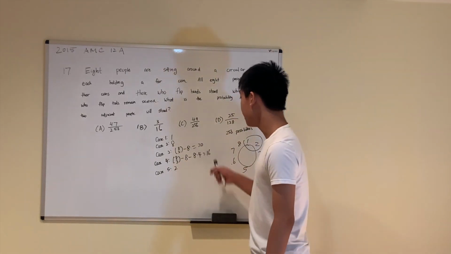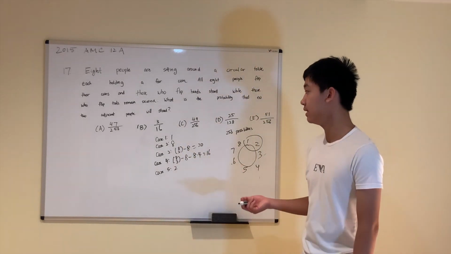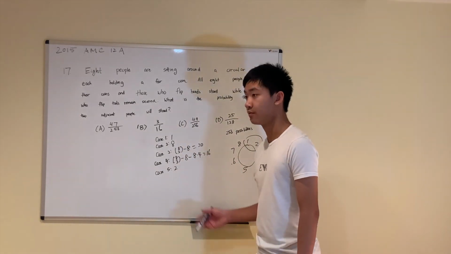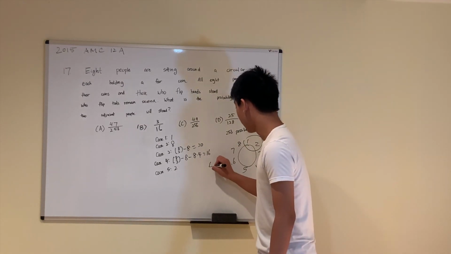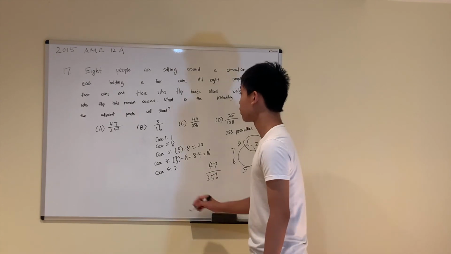If we add all these up, we're going to have 9, 20, 29. 29 plus 16 is 45. 45 plus 2 is 47. So our answer is going to be 47 over 256. And if we look at the answer choices, that's A.